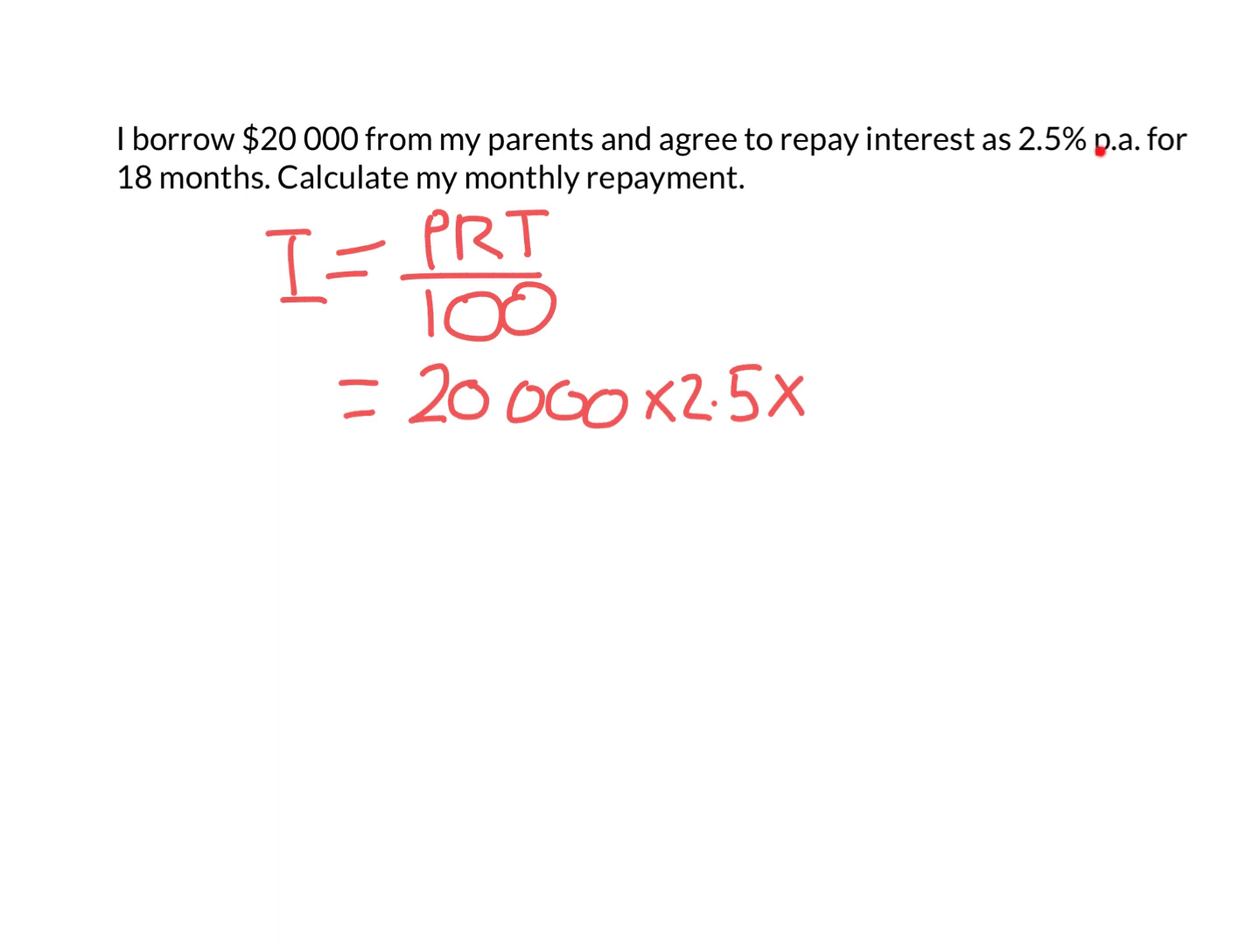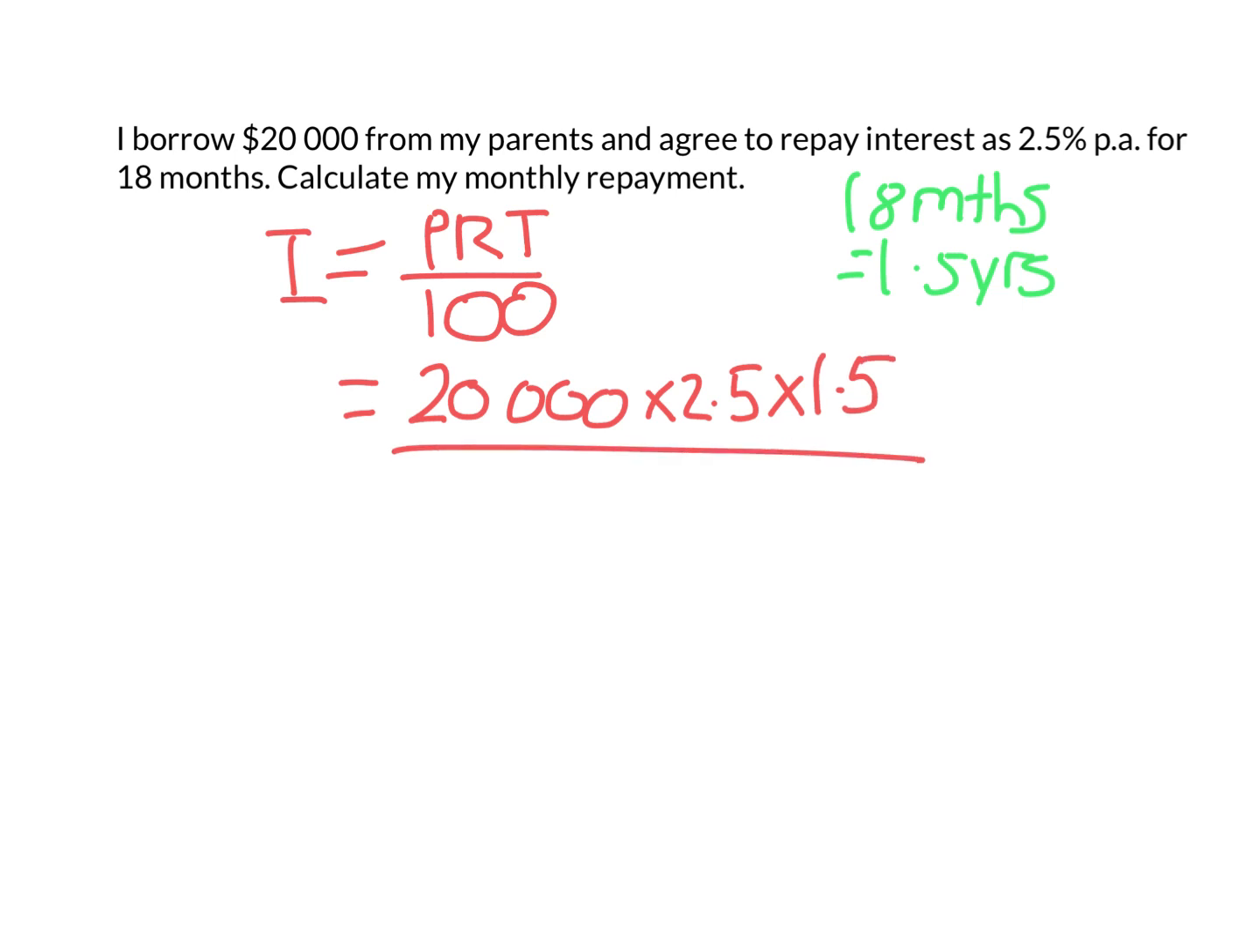Now here's the problem. This is per annum or per year. This is months. So I need to change 18 months to years. So hopefully you know that 18 months is 1.5 years. You can just divide by 12. So in the formula, I don't substitute T for 18. I need to substitute it for 1.5, so it's in the same units as R. And then for this formula, it's always divide by 100. So if you put that in your calculator, you get $750.